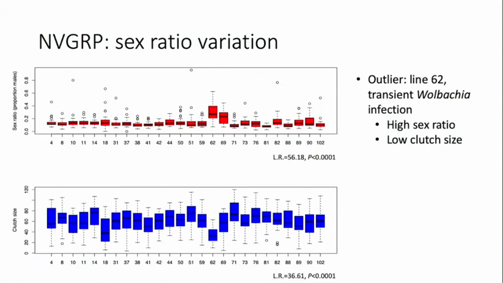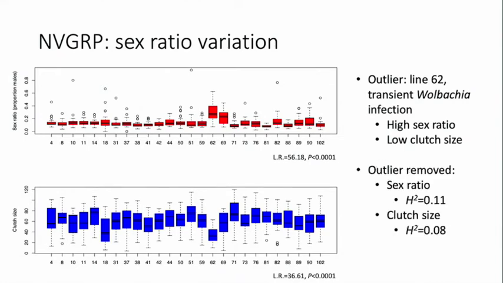And this is a plot of the variation. And you see that there's quite a bit of variation, but at least there is a strong outlier, line number 62. And we discovered that it has a transient Wolbachia infection. So the Wolbachia infection was actually going out of this line. And that's reflected in a high sex ratio and a low clutch size. That's because you get incompatible crossings, resulting in the female zygotes to die. That results in a low clutch size, but a high sex ratio. So we took this one out. And if you do that, you get to heritability for sex ratio of about 10% and clutch size about 8%.